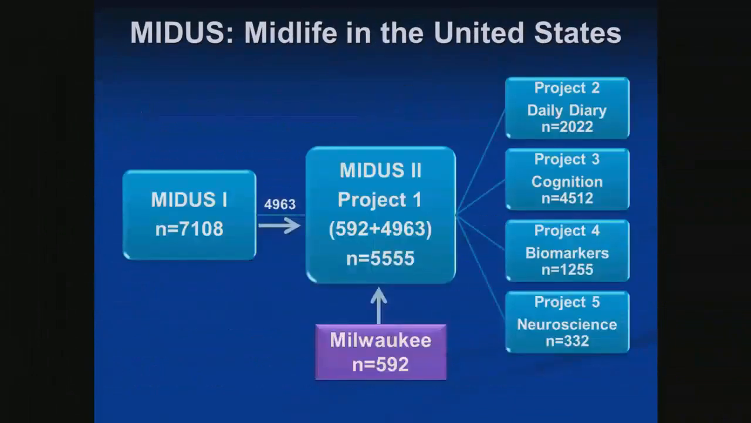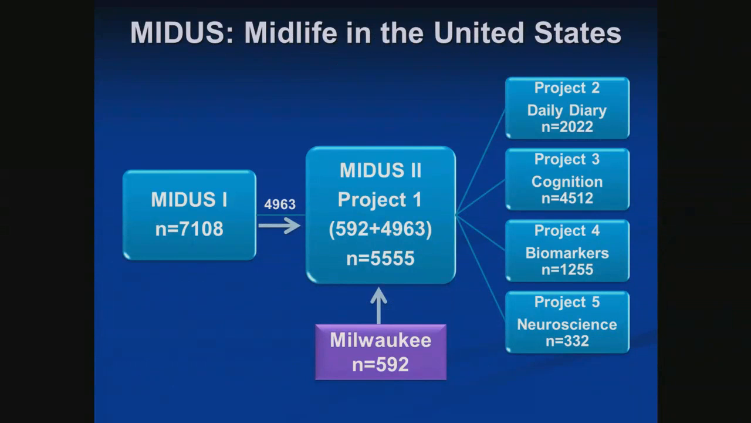So just to show you, this is a really good example of sub-cohorts and the complications of some data sets. This is the first wave of MIDAS, 7,100 participants. 4,963 participants were recruited from this original group 10 years later, that came back. However, that's when they realized we really need some African-American participants. So they recruited 592, and they all come from Milwaukee.